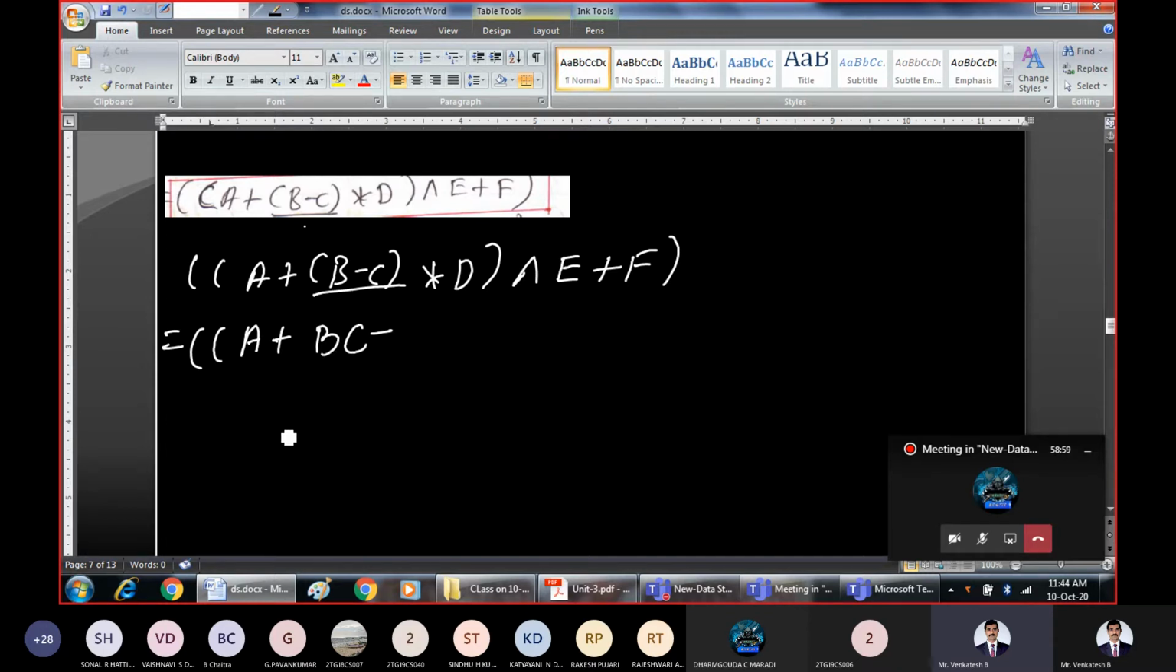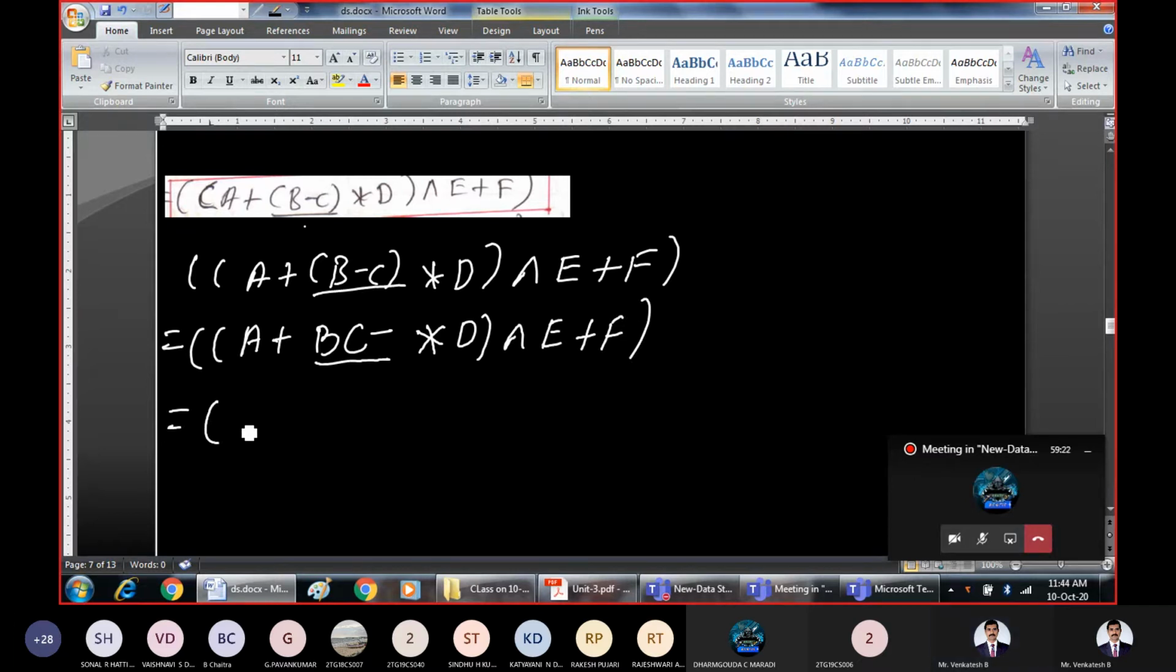When you are converting the expression from infix to postfix, you should just remove the brackets. Bracket should not be there. Once you solve the bracket, just ignore them. Then this entire thing will become one operand. Then write the remaining part as it is, star D, and this bracket as it is, power E plus F. I have solved the inner bracket.